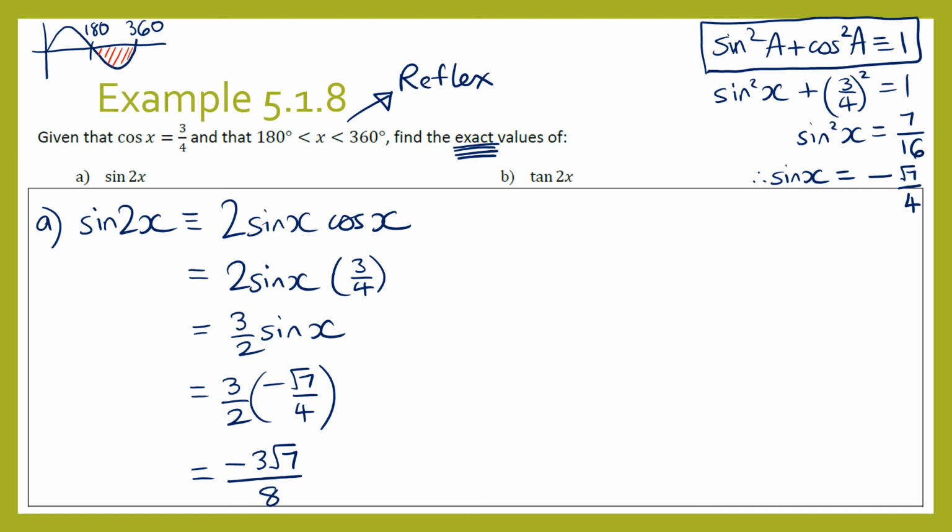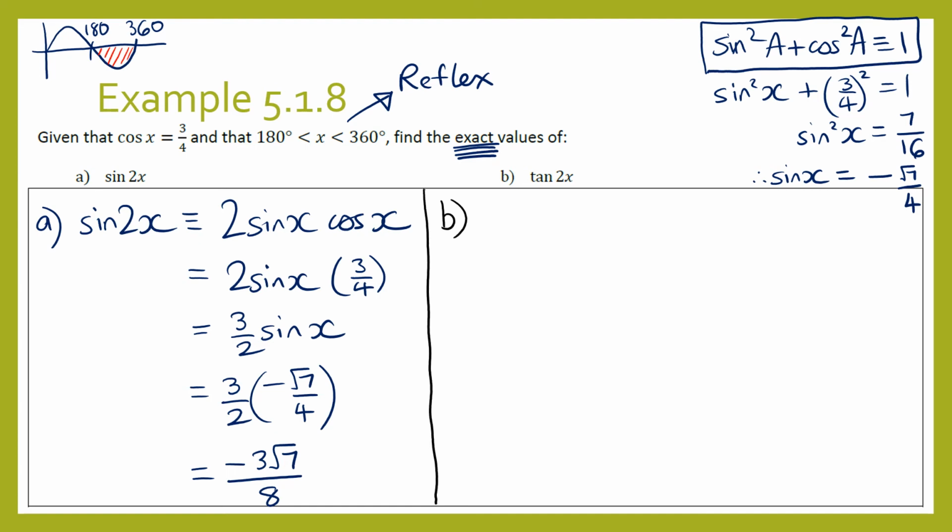You could, to check your answer, go back to cos x equals 3/4. And like I said earlier, we could do inverse cos of 3/4 to get x, turn it into the reflex angle if you want to. Well, you'd need to if you're checking your answer, and then do sine of 2 times that. You'll get a decimal answer, but then you can compare it with this, see if they give you the same number. If they do, then you've done the right thing.